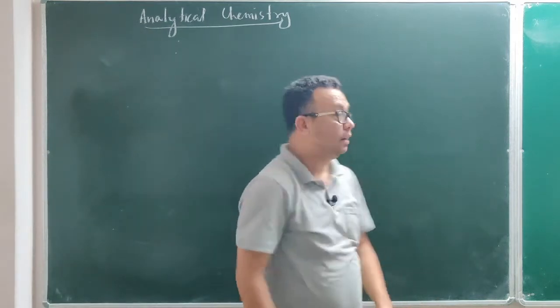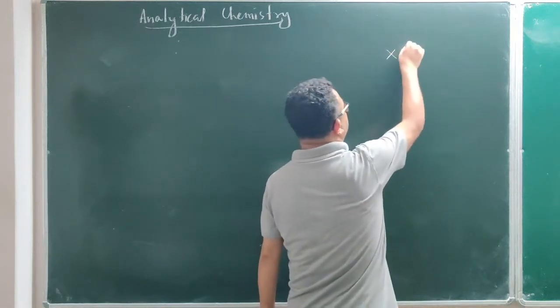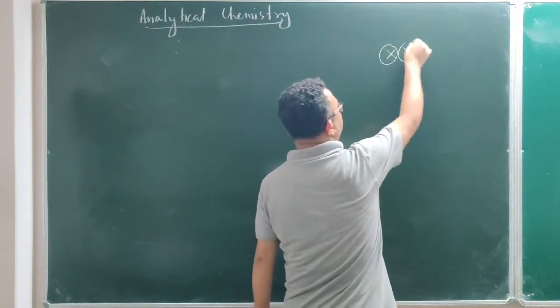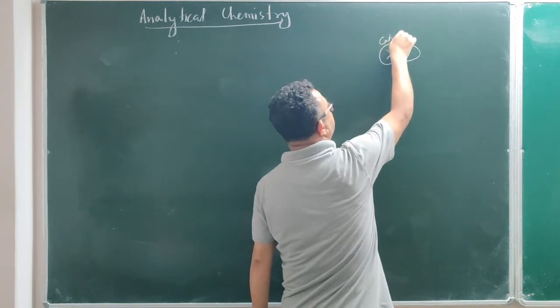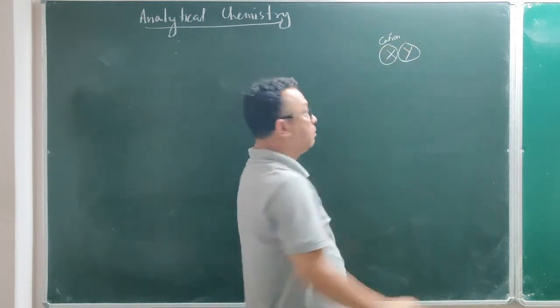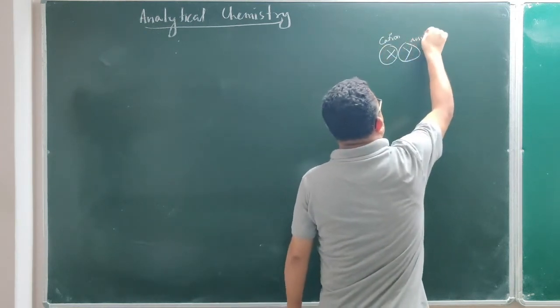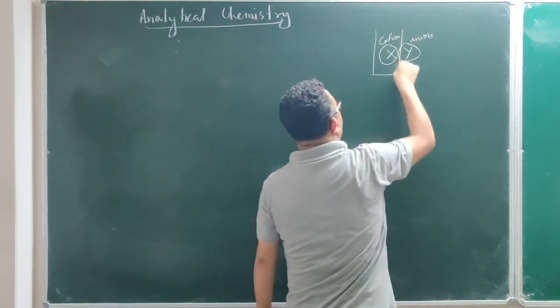Now when I say cation, in the previous chapter also we discussed every compound is made of two parts. The first part is the positive radical, which we call the cation, and the second part is the anion. So this chapter will tell you how to test cations.